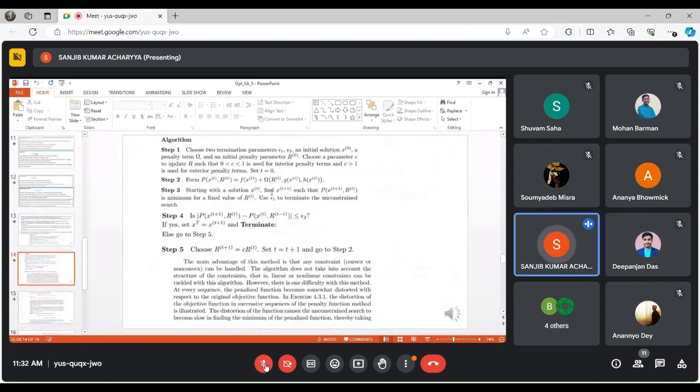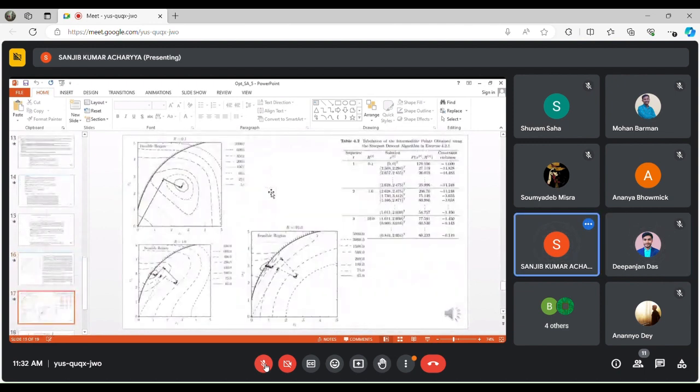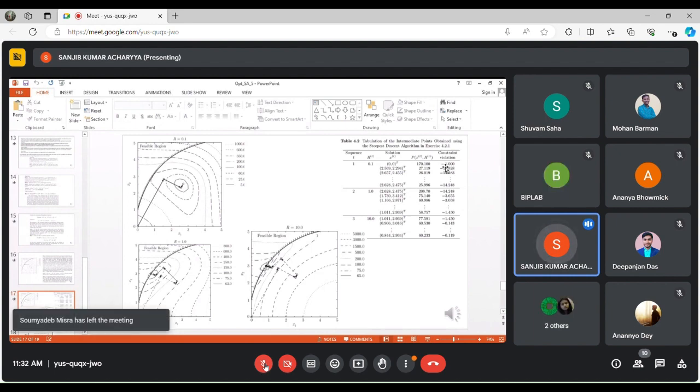So here one example has been given for your explanation. If you follow the table, when the R value is 0.1, the constraint violation is in the order of this value. But when your R value is 1, the violation order is gradually reduced. When R is 10, there is further reduction. These are the optimum solutions after convergence.